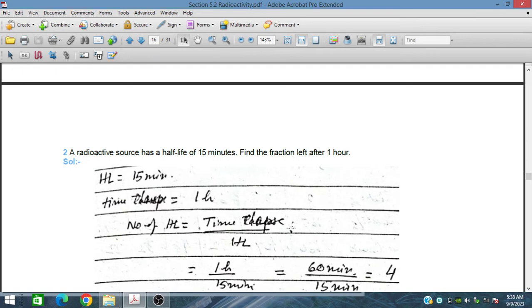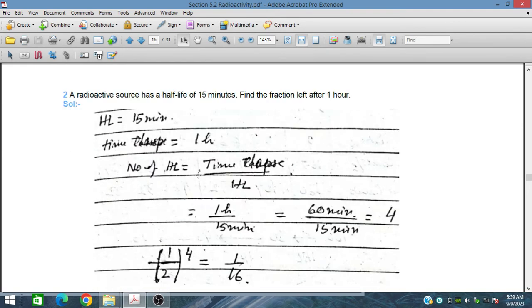A radioactive source has a half-life of 15 minutes. Find the fraction left after 1 hour. So the half-life is 15 minutes, and the time elapsed is 1 hour. The number of half-lives is equal to the time elapsed divided by the half-life, so 60 divided by 15 is 4.